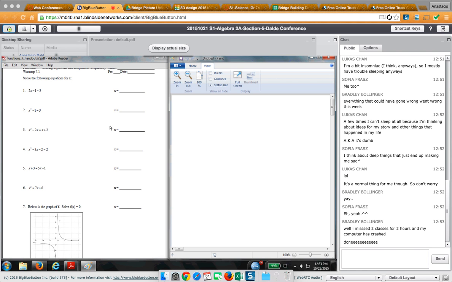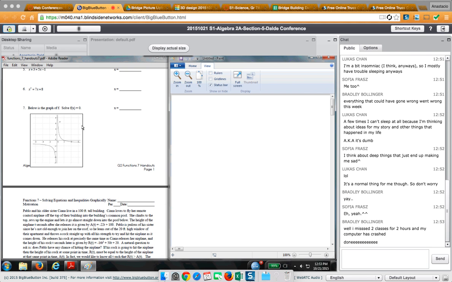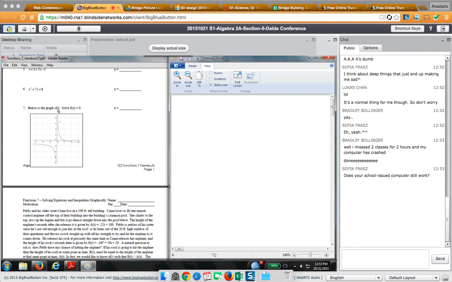Solve for these variables. I think that we've done this enough, so I'm not going to do the warm-up. Oh, hey, this one is interesting. Below is the graph of f. Solve for f of x equals 0. So here's the graph of f of x over here. Can you guess what this graph is actually a graph of? I'm just curious to know.